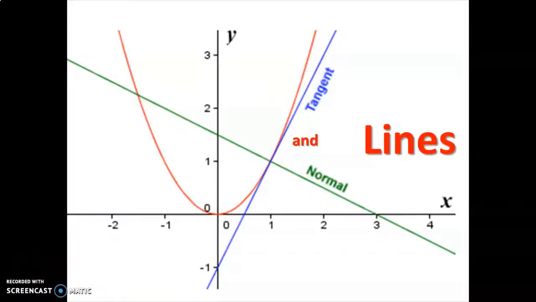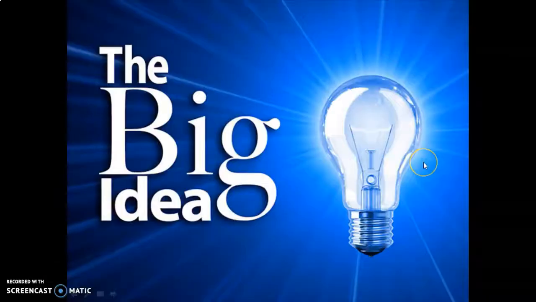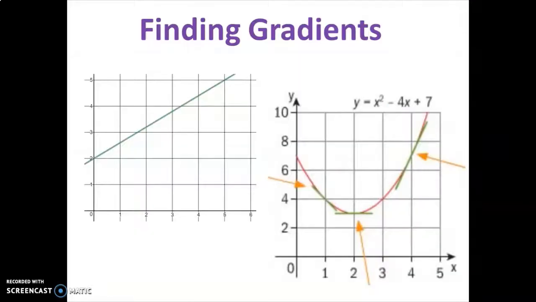Hello, welcome to your lesson on tangent and normal lines. This is kind of a big idea in differential calculus, so let's get started. First of all, let's recap a couple of things we talked about in our previous lesson.